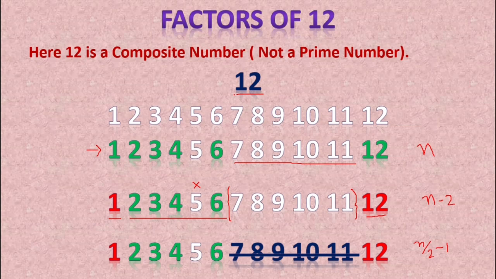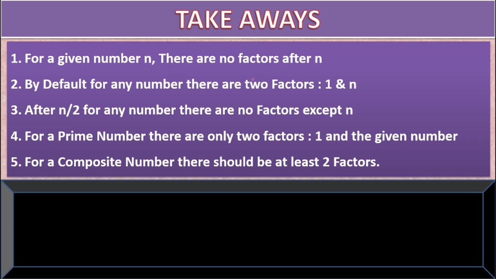Going to the next slide. What are the takeaways from the previous slide? For a given number n, let me say 12, there are no factors after n, which means after 12 there are no factors. That is the first point. And by default, for any number there are two factors, 1 and the given number itself. In our previous case they are 1 and 12, which are the default factors, or the factors which will come automatically.